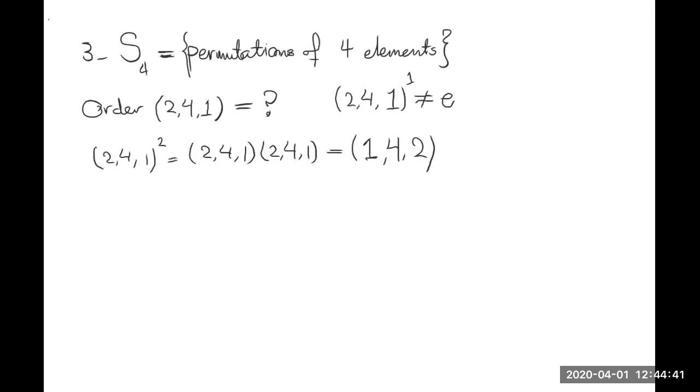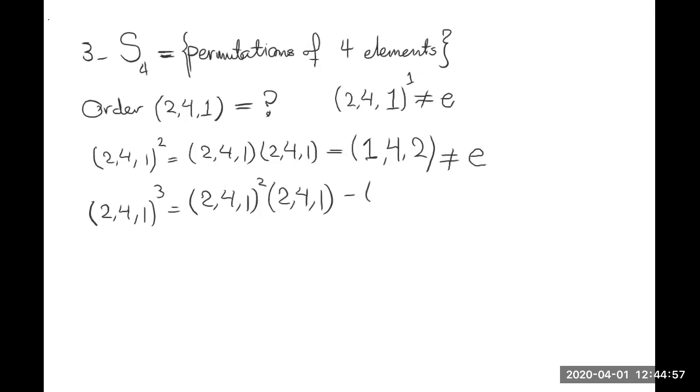And this is not identity. So the order is not 2. What about (2 4 1) cubed? This is (2 4 1) squared times (2 4 1). But (2 4 1) squared, as we computed here, is (1 4 2). And then we have (2 4 1).